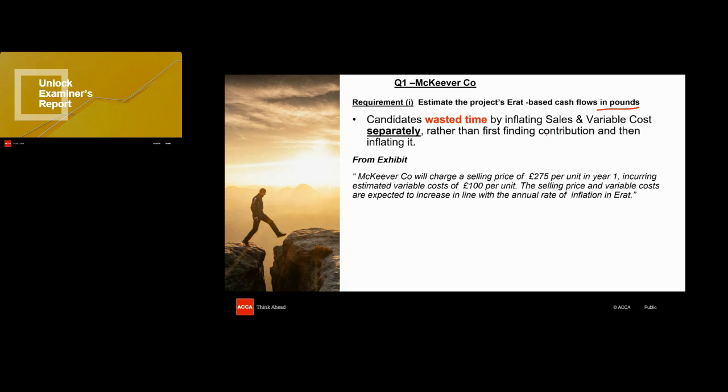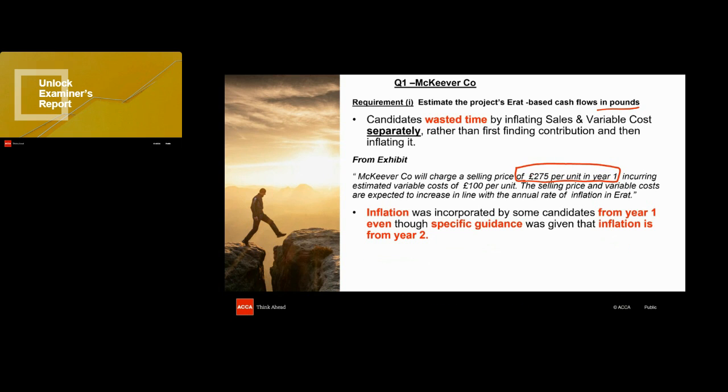Now, what many candidates did is that for the sales of the first year, they included inflation in the first year itself. They started including the inflation in the first year itself when it was very clearly mentioned in the question that there will be year one. The specific guidance was there that the inflation is going to be from the second year and not from the first year. So this was a big mistake by many candidates.